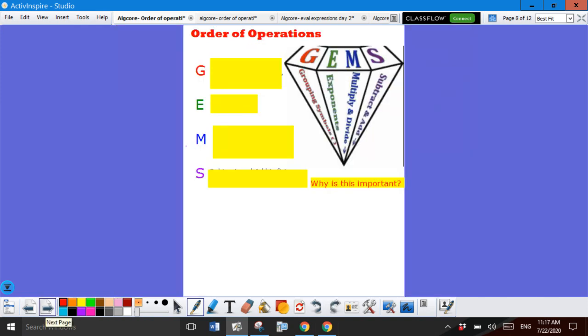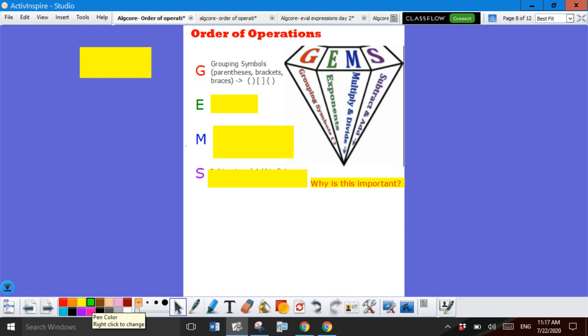Okay, now let's take a look at order of operations. We're going to look at order of operations a little bit differently. I'm guessing that in middle school you may have talked about Please Excuse My Dear Aunt Sally or Purple Elephants Marching Down the Road. Maybe you remember something like that. Well, we're actually going to talk about order of operations using what we call gems. Okay, gems. So the G stands for grouping symbols.